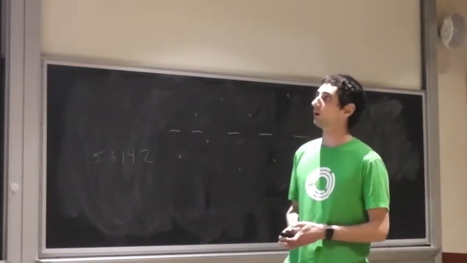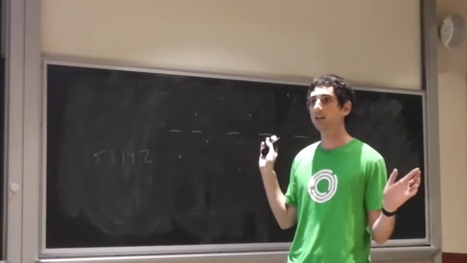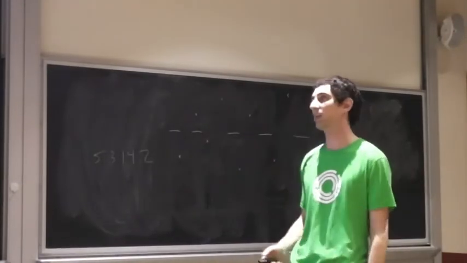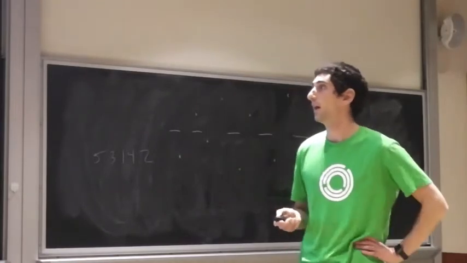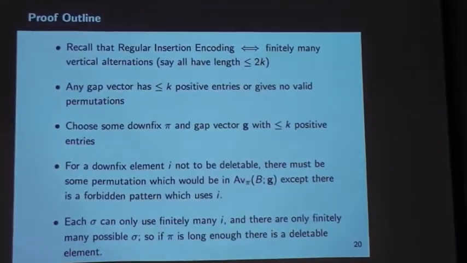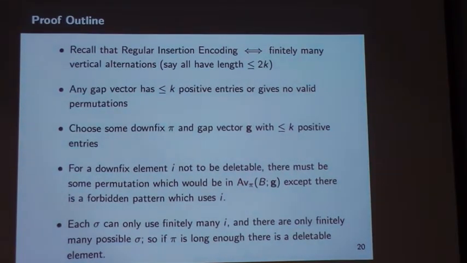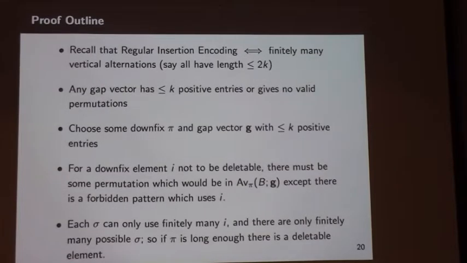All right, so if we have only finitely many, then there must be a largest one. Say that the largest one has length 2k. That means that any gap vector with more than k positive entries is not going to give any valid permutations, because any permutation would have as a subpermutation some excessively long vertical alternation.